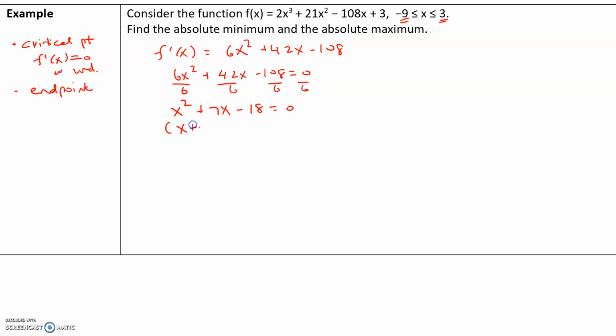If I factor this, I get x plus 9 times x minus 2 is equal to 0, which means x equals -9 or x equals +2. These are my critical points. My endpoints are x equals -9, which is actually a critical point as well, and x equals +3.